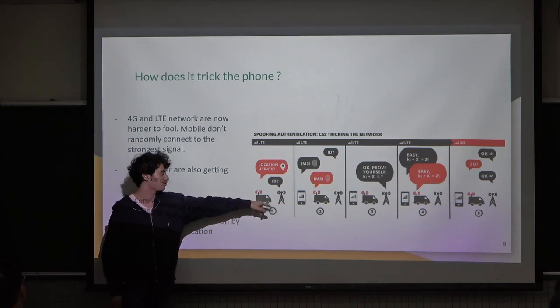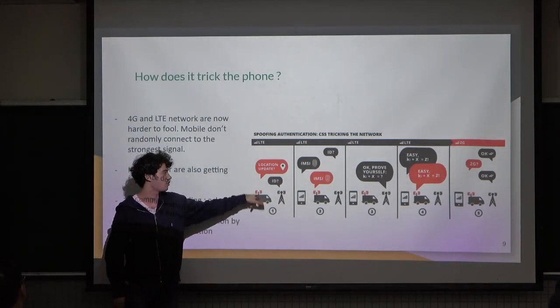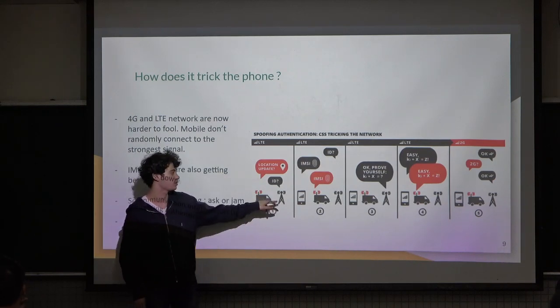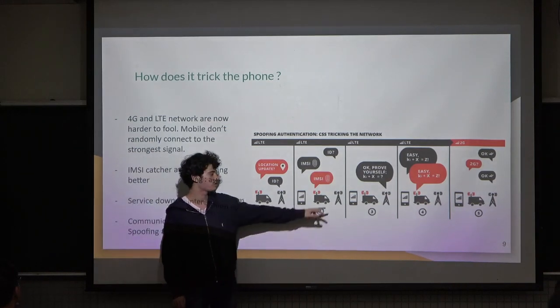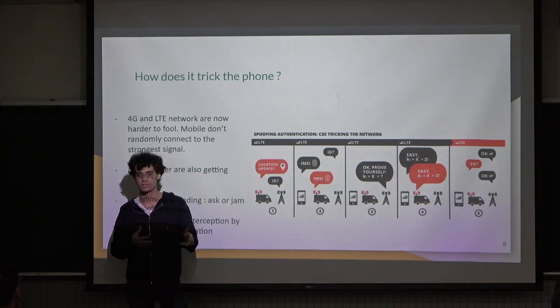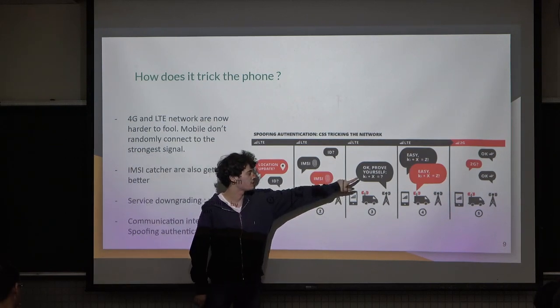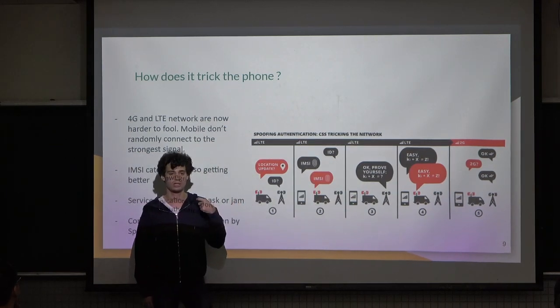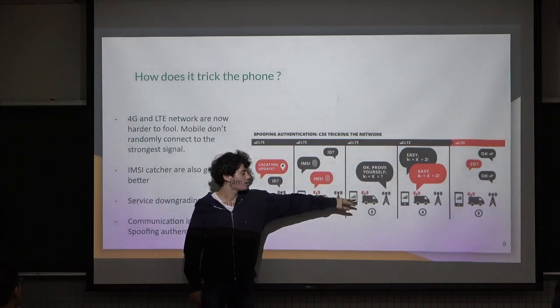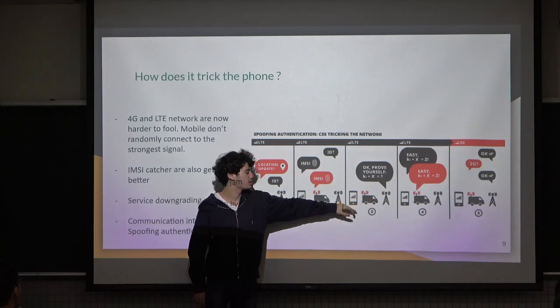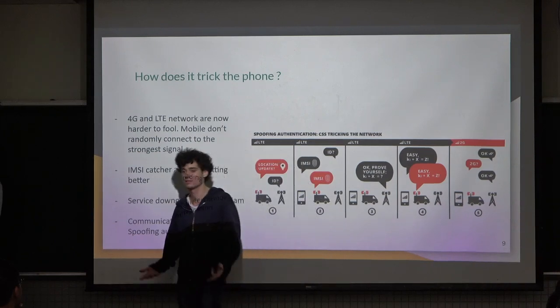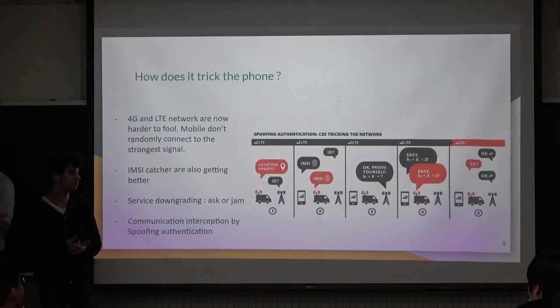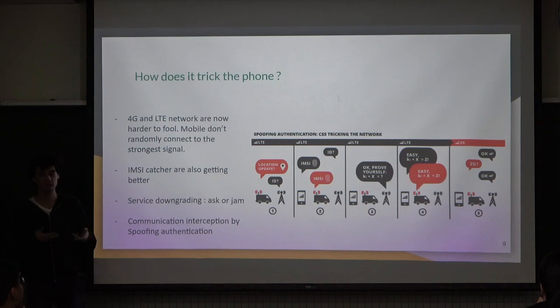The catcher will ask for a location update. The tower will ask for the IMSI, and the IMSI catcher already has it. Then the tower can ask a cryptographic question that needs the unique ID of the SIM card. And the IMSI catcher just has to give this question to the phone, take the answer, and then give it back to the tower. And then the communication will be intercepted. So an IMSI catcher can get a lot of information.